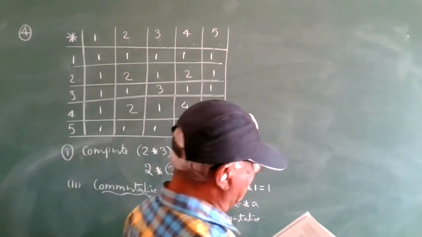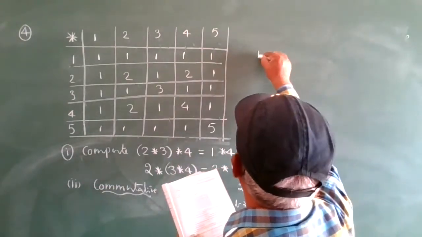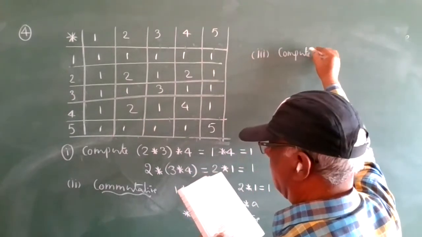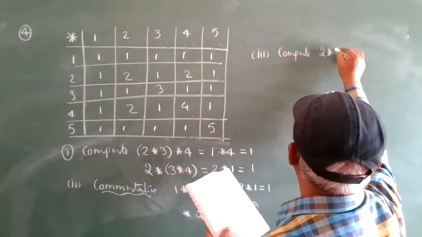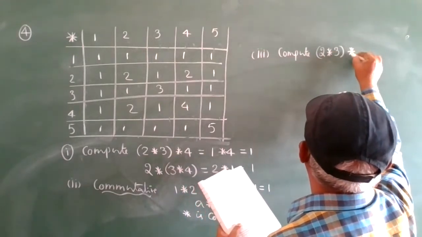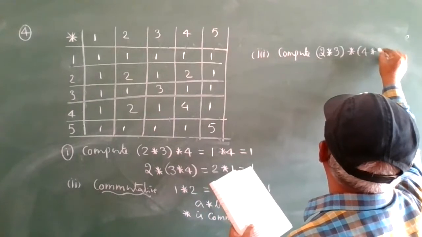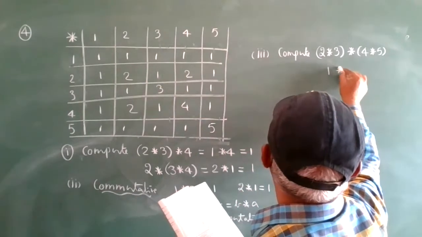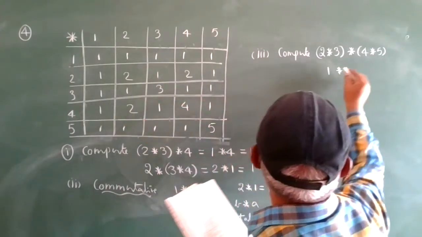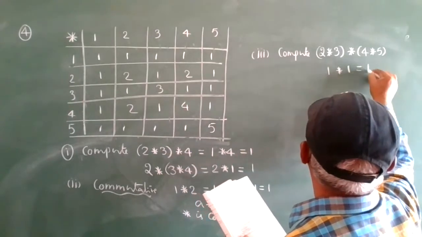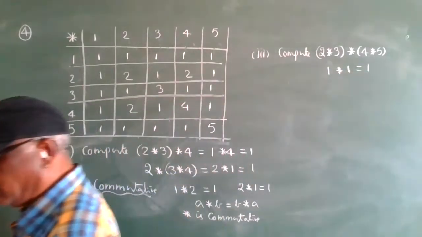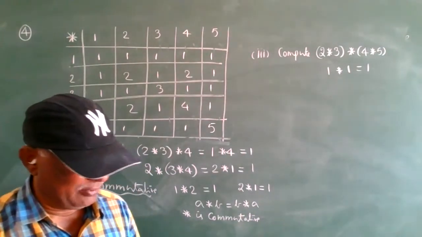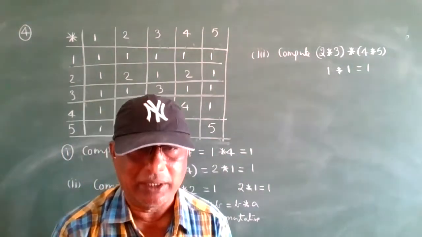Associative. Next, the third bit is to compute 2 star 3 star 4 star 5. Everyone say: 2 star 3 value is 1, 1 star 4 star 5 value is 1, and 1 star 1 value is 1. So the fourth problem is also completed. So exercise 1.4, up to 4 problems, is completed.